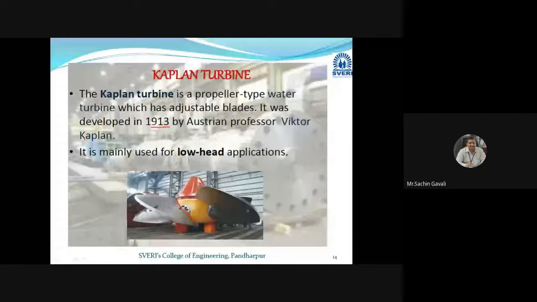It is mainly used for low head applications, where the height of the mountain from which we get water is very low. For that type we can use the low head Kaplan turbine. In our nearby centers, if we want to visit, there is Radhanagri Dam, where a Pelton turbine is used.